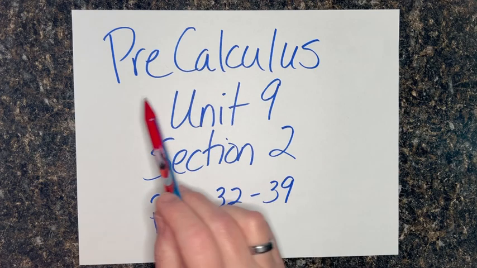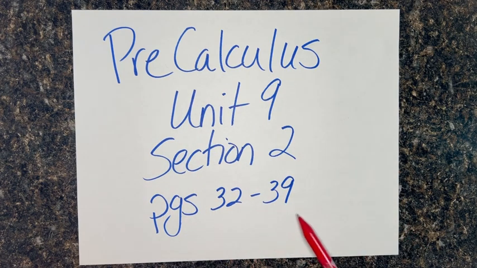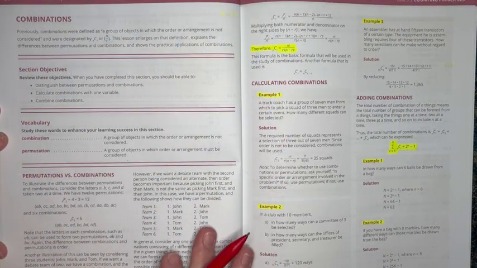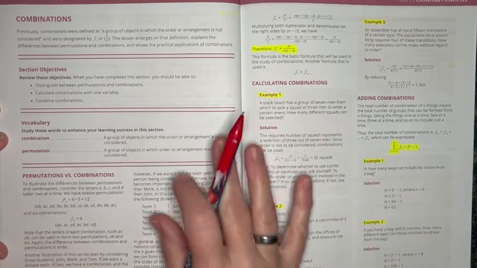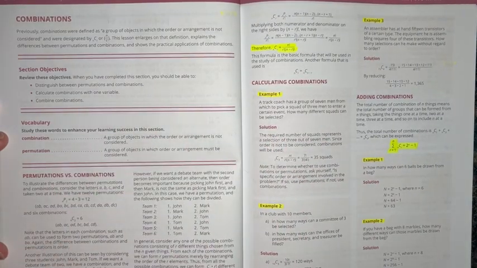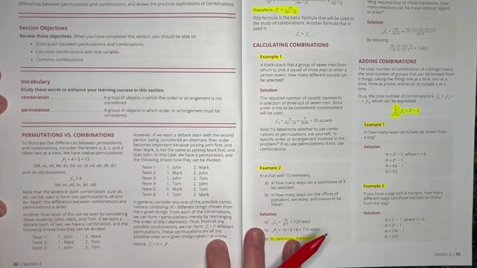Today we're going to be going through Pre-Calculus Unit 9, Section 2, pages 32 through 39. We're starting today on page 32. We are going to have done Section 2 in 2 parts, so we'll be finishing Section 2 today, and it's really not much, as you could see from the page numbers, page 32 to 39, so this video shouldn't be too long. But we're starting today talking about combinations, okay?